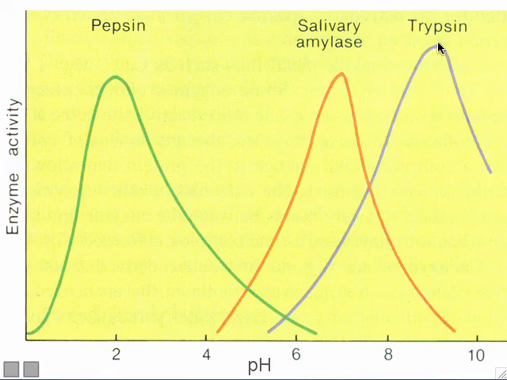Trypsin enzyme, notice it has its highest level of activity at pH 9. What organ is that in? The small intestine. The small intestine tends to have a high pH around pH 9, and so same rule. All enzymes show their highest activity at their natural environmental conditions. And for trypsin, which is an enzyme in the small intestine, its pH optimum is pH 9, the pH of the small intestine.